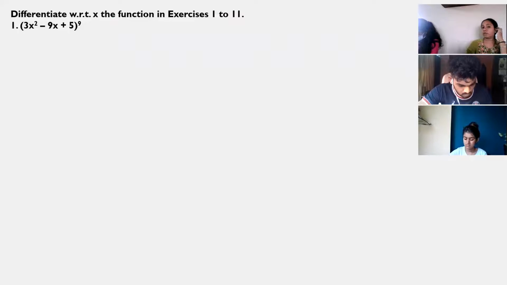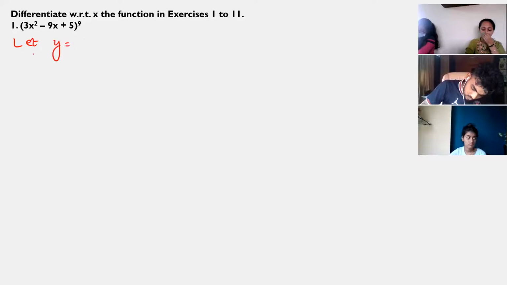Differentiate with respect to x the function in exercise 1 to 11. Here we have to just differentiate. It's not mentioned that you find the second order derivative and all. Just need to differentiate. What do we have to do? First thing we have to do, let y. We have to assume that it is y.